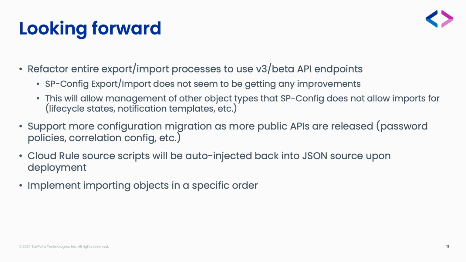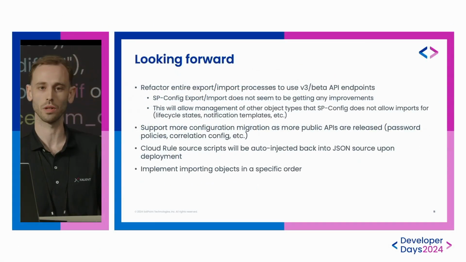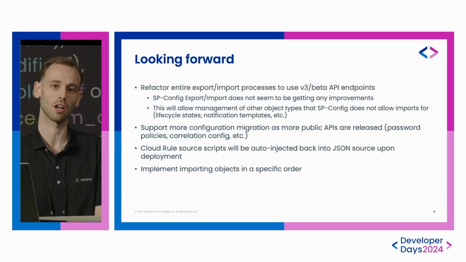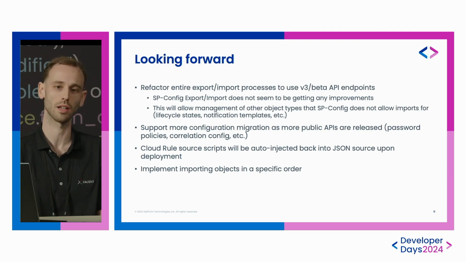And then importing objects in a specific order. Starting at the bottom and making sure that our transforms and rules exist before we upload our identity profiles that may rely on those, or our sources that rely on a connector rule, to avoid all of those dependency issues.